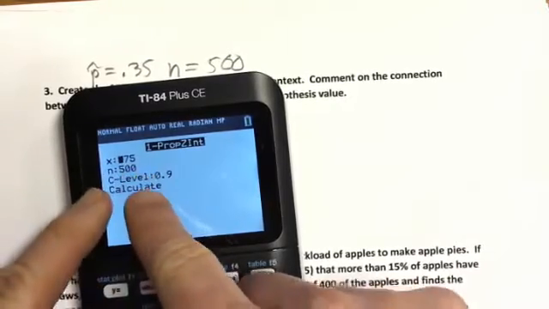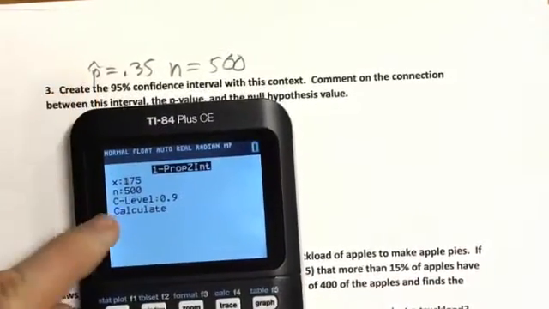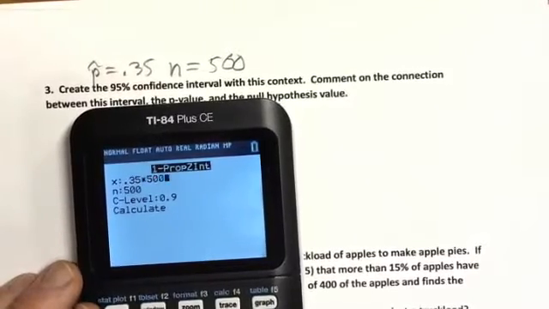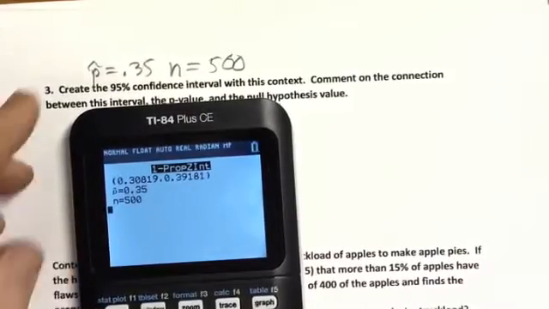Notice it went ahead and put the X in the end, so if it's 175, or 0.35 times 500. And so it's just that. Now we have to change the confidence level to 0.95. And so there's our confidence interval.